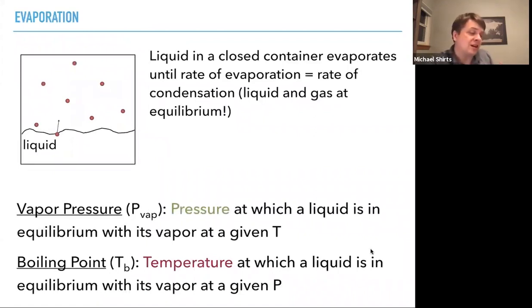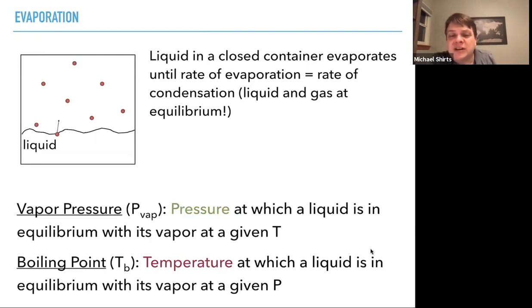So in evaporation, a liquid in a closed container evaporates. The molecules leave the liquid state and go into the vapor phase until the rate of condensation, the rate of molecules going from the gas back into the liquid, is equal. It's called until it reaches equilibrium. A couple important terms here.